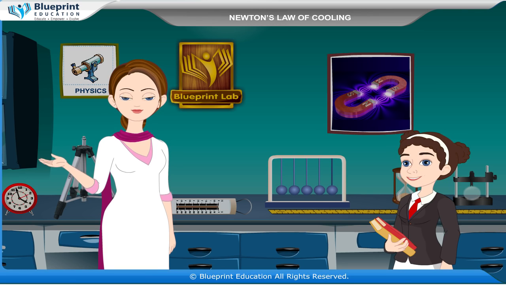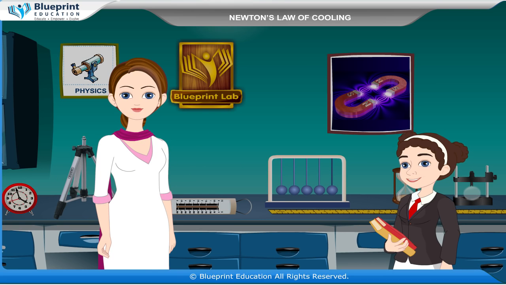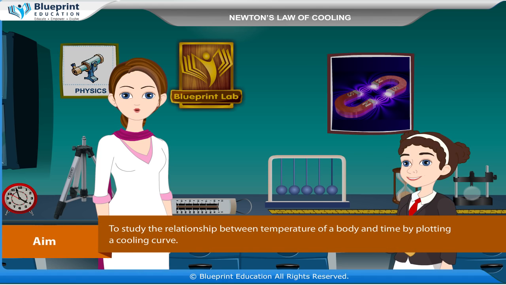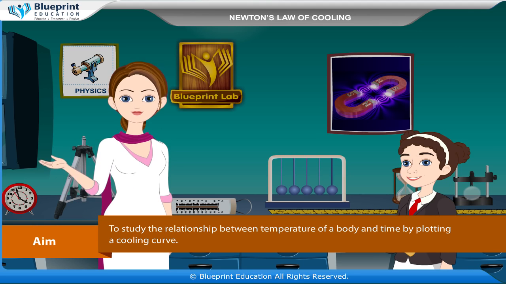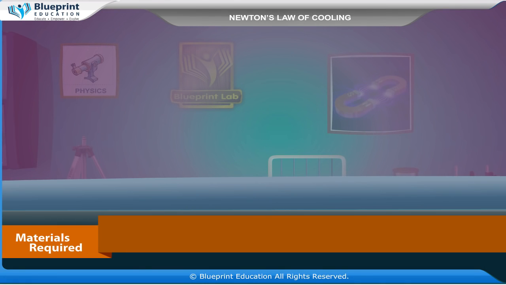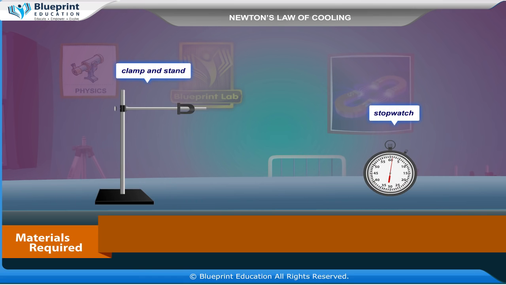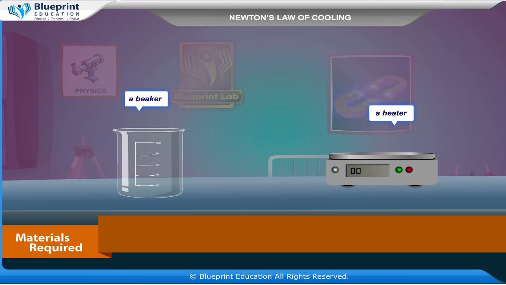Let's do an experiment to study the relationship between temperature of a body and time by plotting a cooling curve. Our aim is to study the relationship between temperature of a body and time by plotting a cooling curve. The materials required are Newton's law of cooling apparatus consisting of a thin-walled copper calorimeter suspended in a double-walled enclosure with stirrer and a lid, 2 thermometers, clamp and stand, stopwatch, a beaker, a heater.